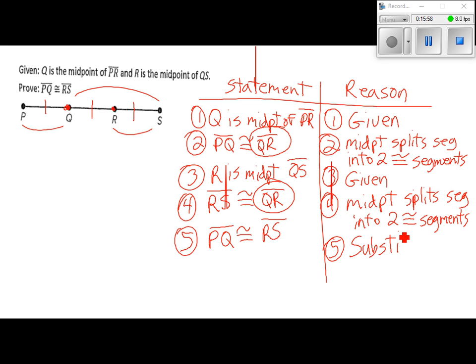Did we have to switch this to the algebra form? No, sir. Boom, we're done. That's what we're trying to prove. Again, if this is on the test, how many points would this be worth? 10.